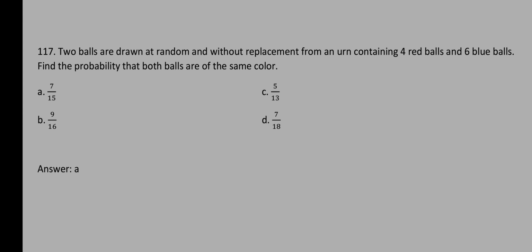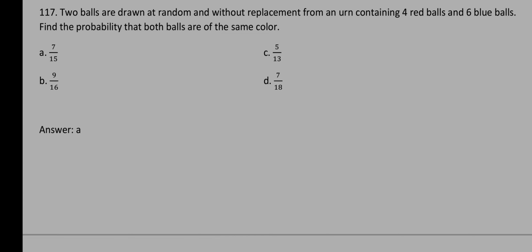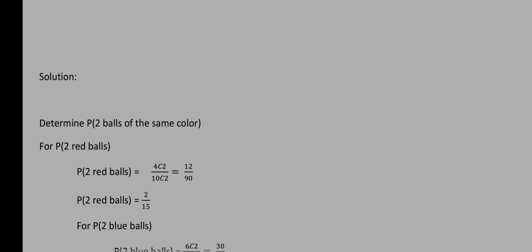Next. 2 balls are drawn at random and without replacement from an urn containing 4 red balls and 6 blue balls. Find the probability that both balls are of the same color. So, ito ay probability or engineering probability. So, ito dyan ay letter A, 7/15.